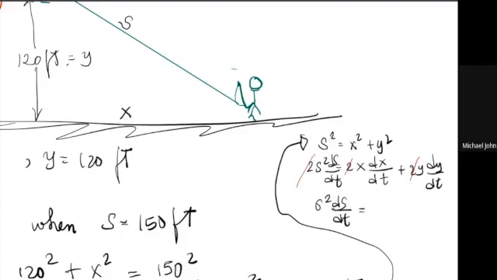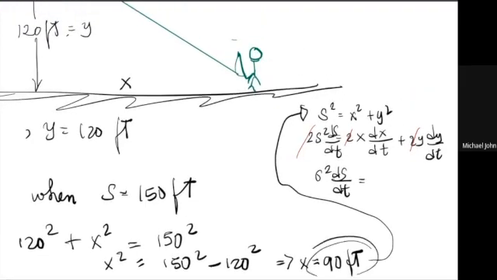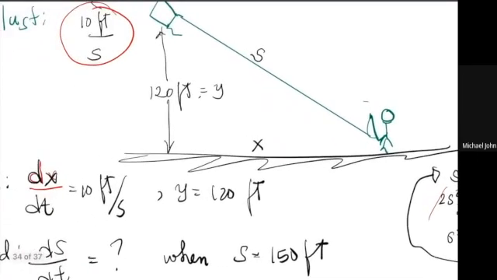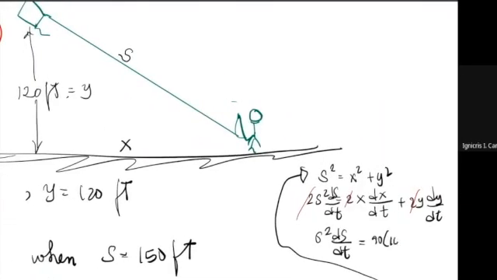So that x is given. We have solved the x already, 90. So we have 90 times, what is dx/dt? Is it given? Yes. That is 10, plus y, 120, dy/dt. We have a catch here.